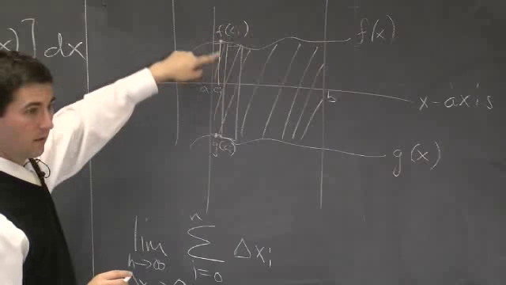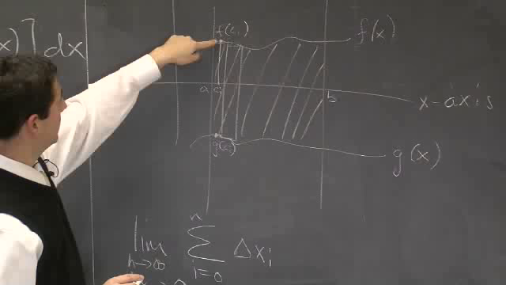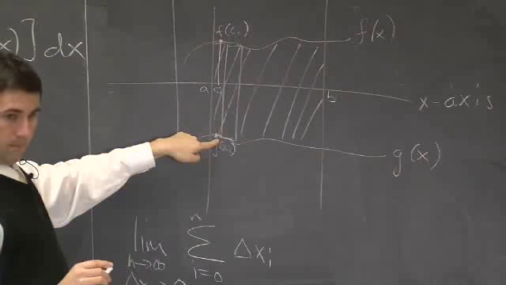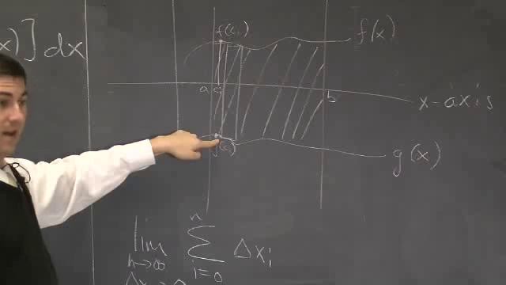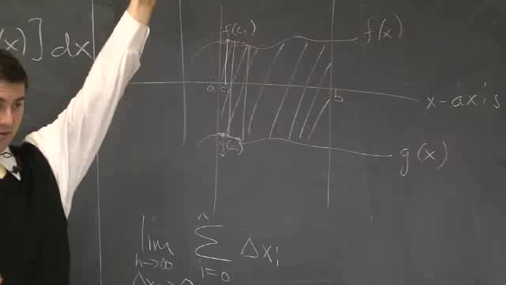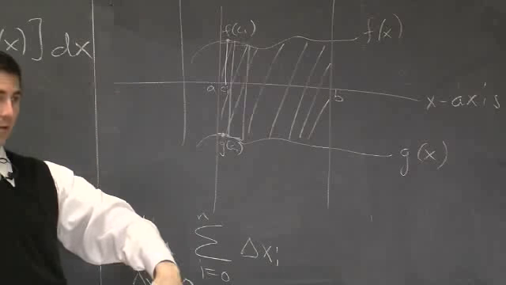And what is that distance? Well, it's f of c_i minus g of c_i. Okay? That's what this distance is. You want to know the distance between things, right? Take the bigger one and subtract the smaller one.